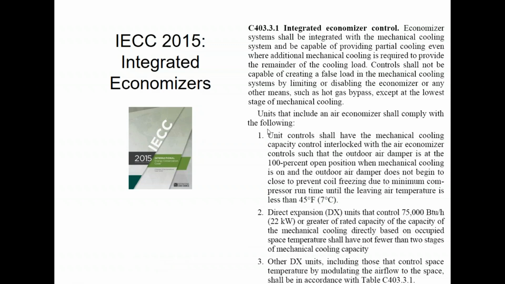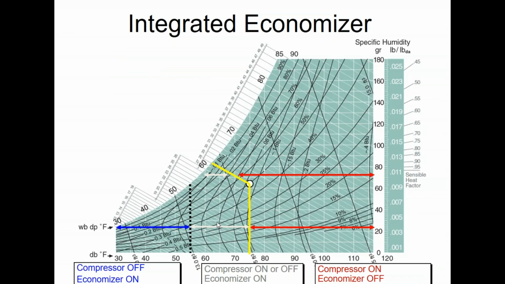There are some other rules that do kick in when you have an integrated economizer. For one, you can no longer have hot gas bypass. Well, you can have hot gas bypass on the smallest stage, the lowest stage of mechanical cooling, but you cannot put it on the stage 2 compressor or any of the other compressors, right? And there's also some other requirements down here, number 2 and number 3. I'm going to address those later because I don't feel they really belong in this section. So I'm going to discuss those in a few minutes.